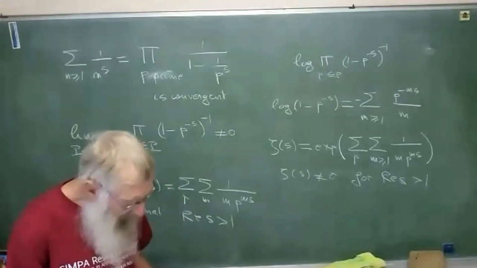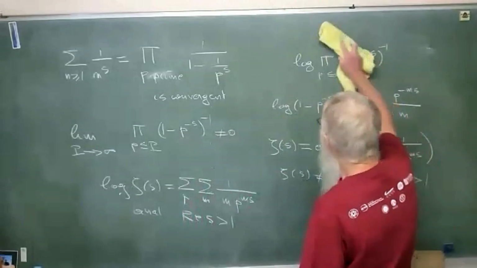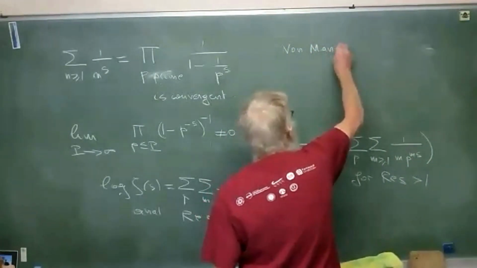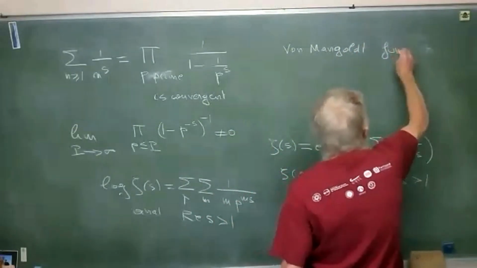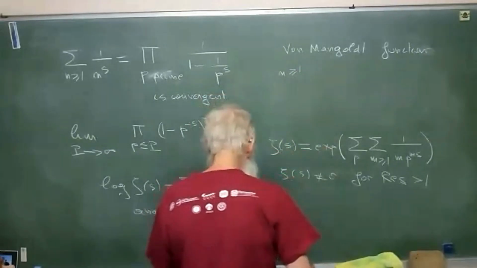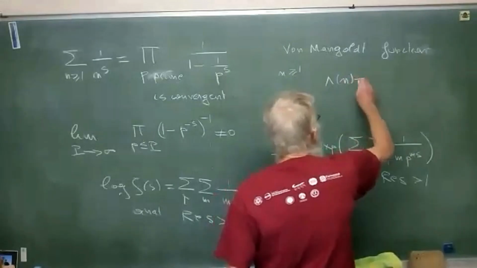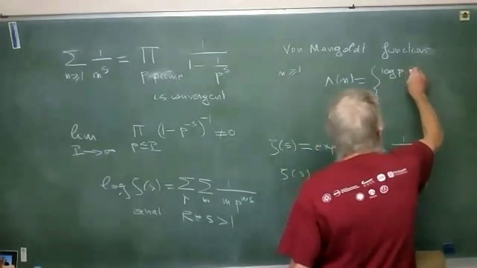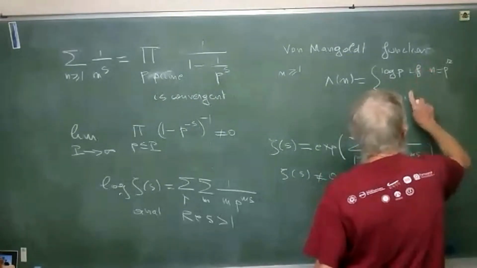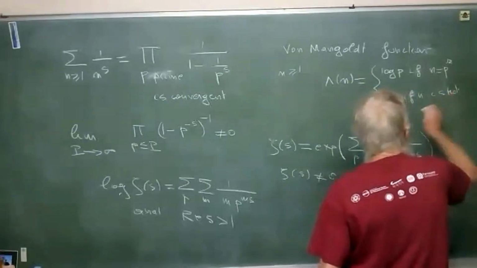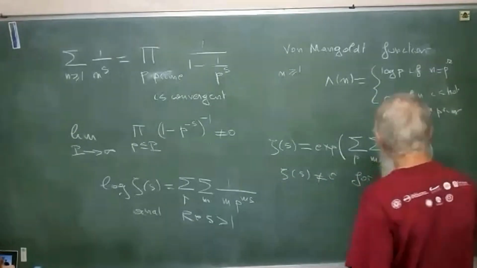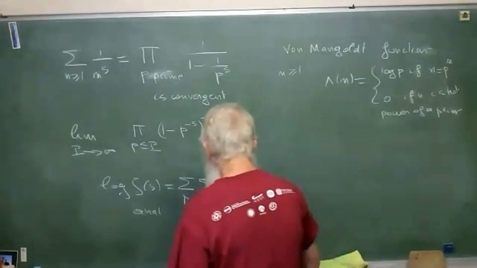There is one way to write this result, which is to define the so-called von Mangoldt function, which is defined for n greater than or equal to 1, and it is defined by lambda of n equal log p if n is a power of p, and 0 if n is not the power of a prime number.